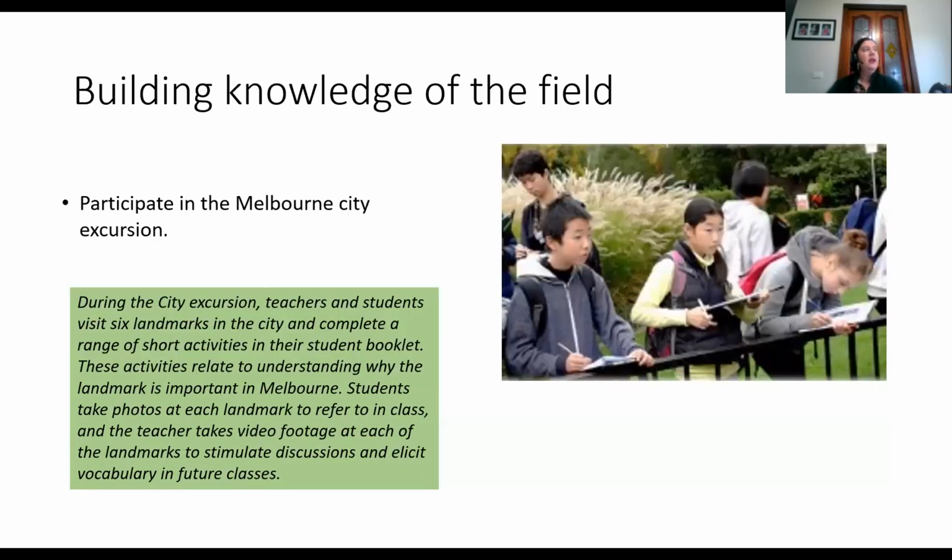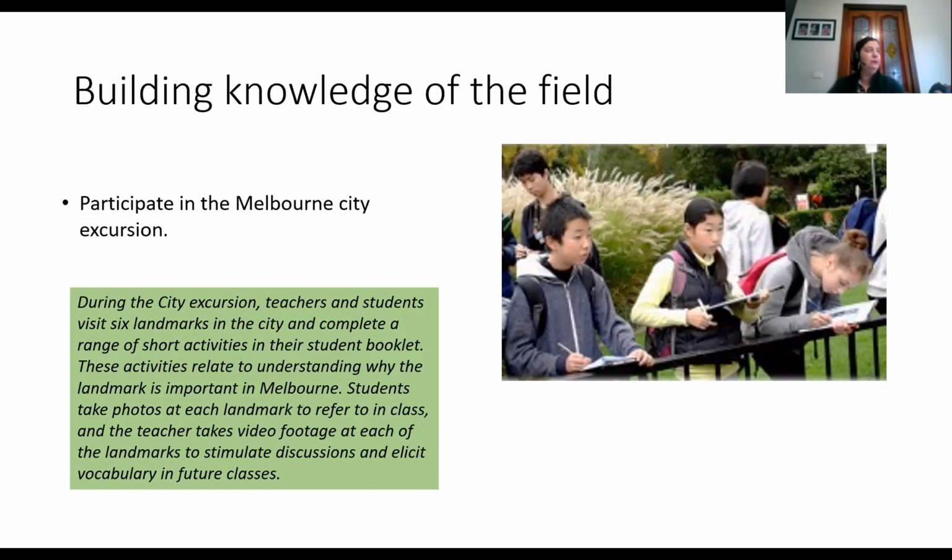Then we went to the excursion, and there was not a lot of teaching about the excursion. So we wanted them to have that authentic learning and look at the 6 landmarks, and then complete a range of activities to understand why the landmarks are important in Melbourne. They took photos, they took videos, and that was all to stimulate discussions and elicit vocab for future classes. So the activities that we wanted them to do were targeted for when we returned back to the classroom.